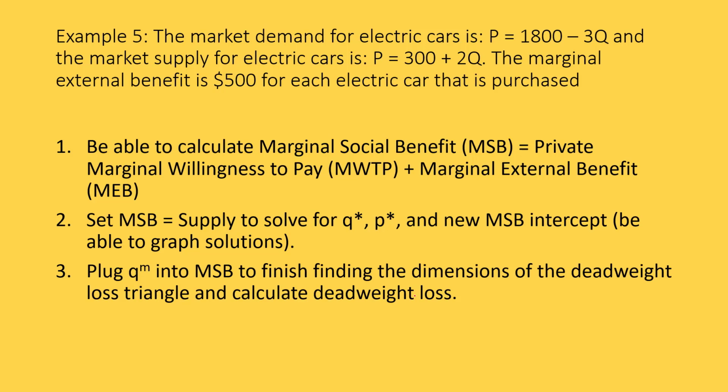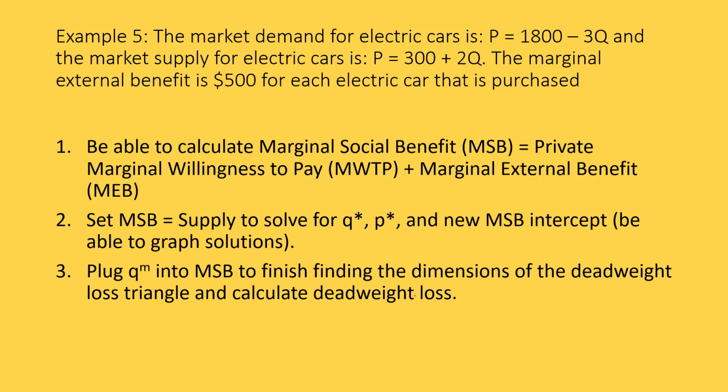Right, again, be able to calculate the marginal social benefit as the private marginal willingness to pay, which is represented by your demand curve, plus that marginal external benefit, which is given to you in this problem as $500. Be able to set that marginal social benefit curve equal to the supply curve to solve for your socially optimal equilibrium quantity and price, and also be able to get that new marginal social benefit intercept so that you can graph out these solutions. Again, plug that QM into your MSB to finish finding the dimensions of that deadweight loss triangle in order to calculate deadweight loss.